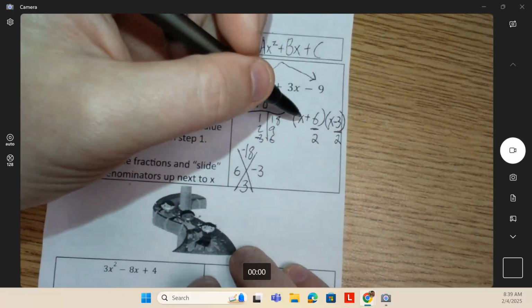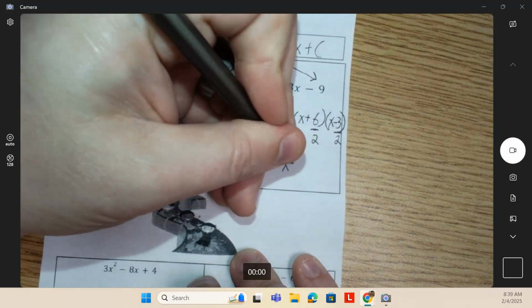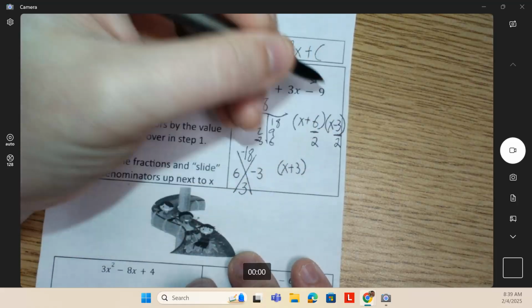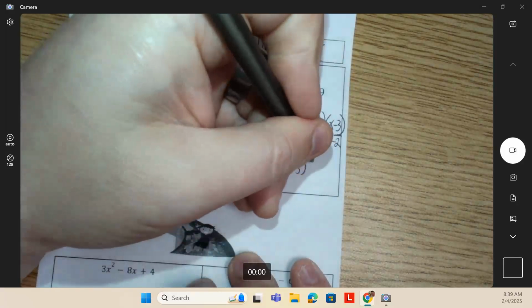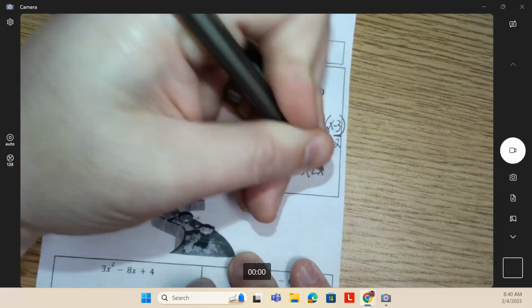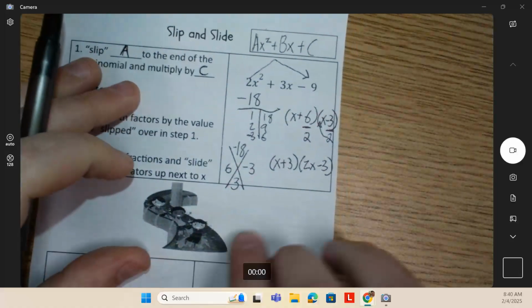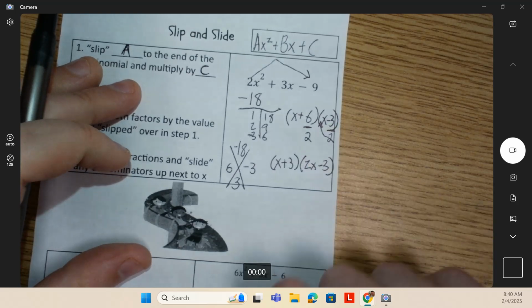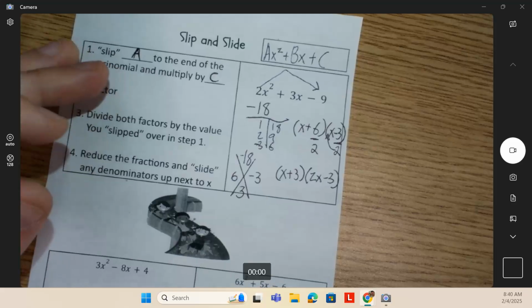Now when I have x plus 6 over 2, that'll simplify down to x plus 3. But for x minus 3 over 2, that 2 is going to slide up in front of the x. So that becomes 2x minus 3. And so all you're really doing there is multiplying this term by 2 to get 2x minus 3. But you can just think of it as sliding that denominator up in front of the x.